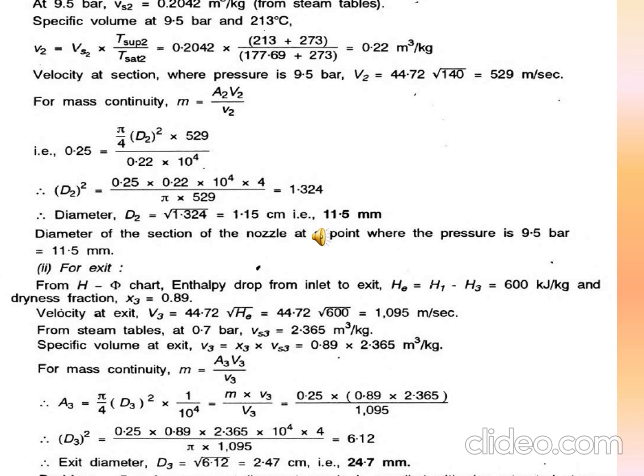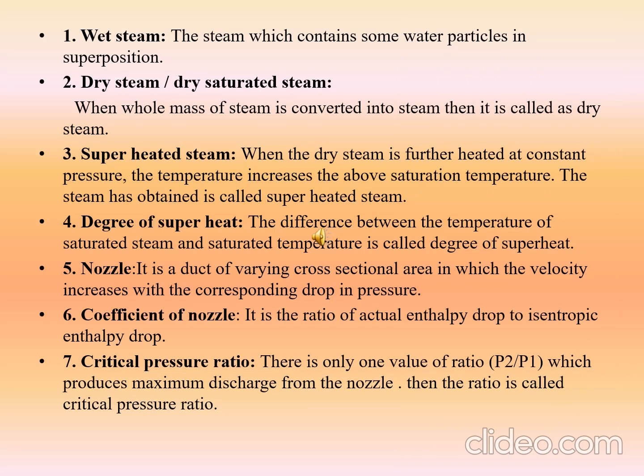Hi friends, today we will start a new chapter, which is steam nozzle. Okay, so what is happening inside the steam nozzle, or what is a steam nozzle? The steam nozzle is a passage of varying cross section through which the heat energy of the steam is converted into kinetic energy. Okay, what is the major function? The major function is to produce a steam jet with high velocity to drive the steam turbine.